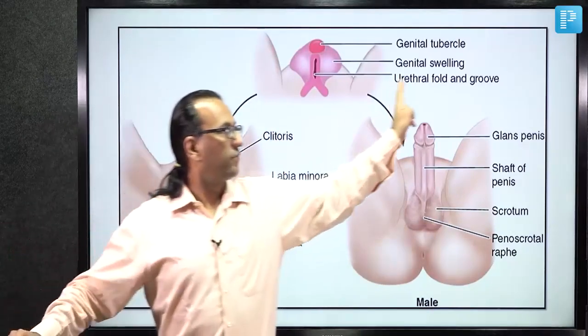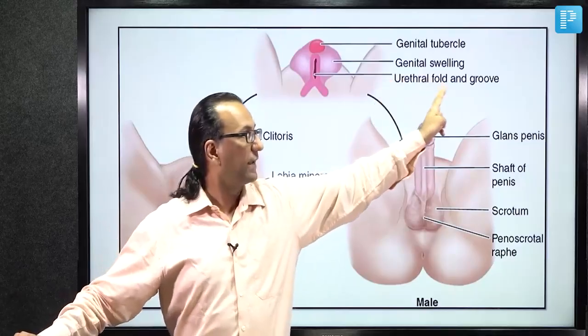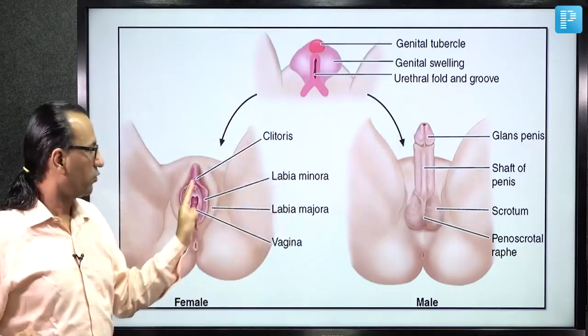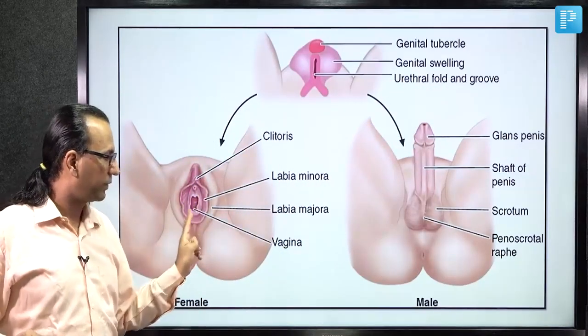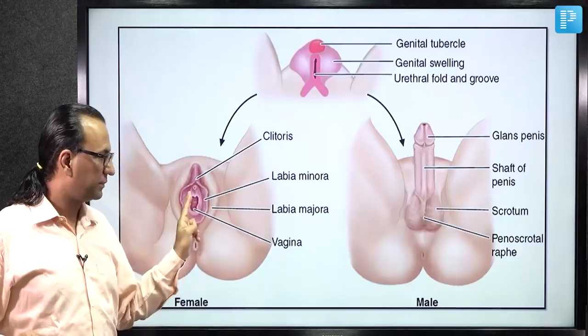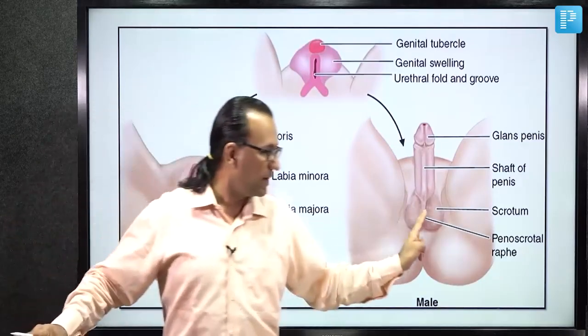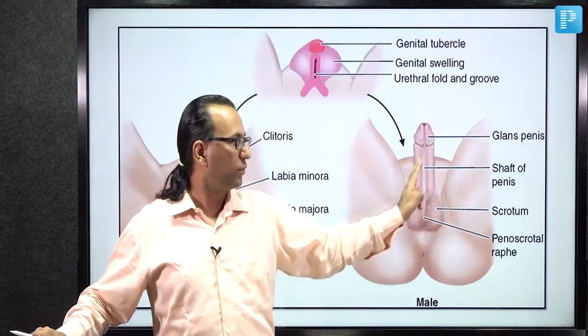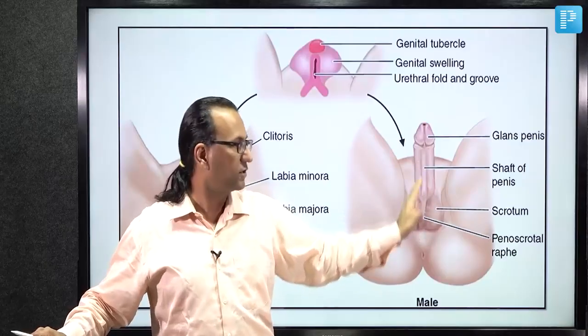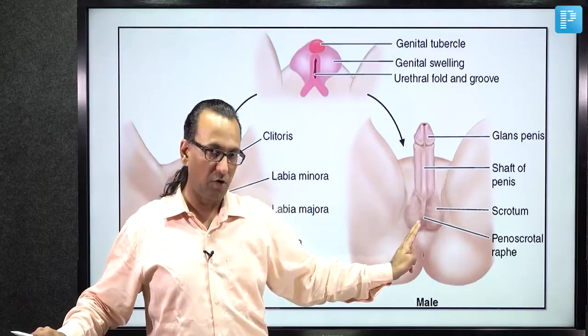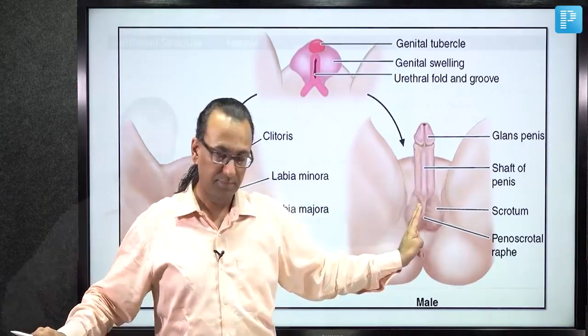When it comes to urethral fold, which is also called genital fold, in case of a female, it is contributing to labia minora, the inner lip around the vagina. And in case of a male, it will form the ventral portion of the penile urethra. It is also contributing to penile scrotal raphe in the midline.